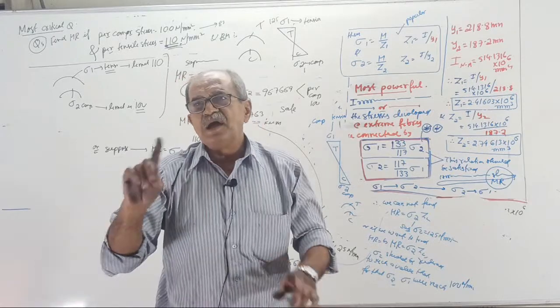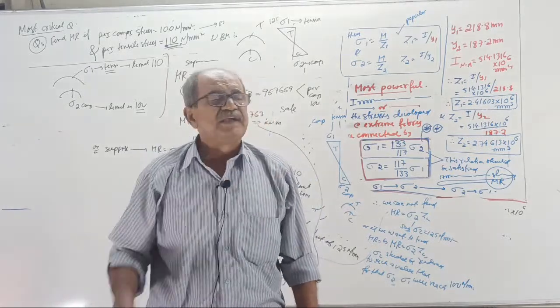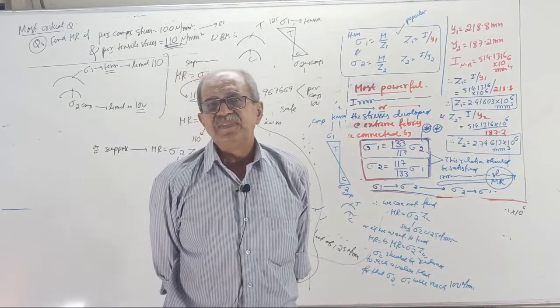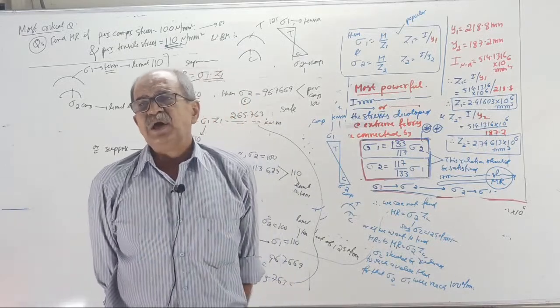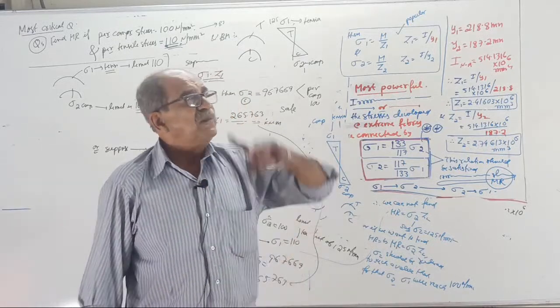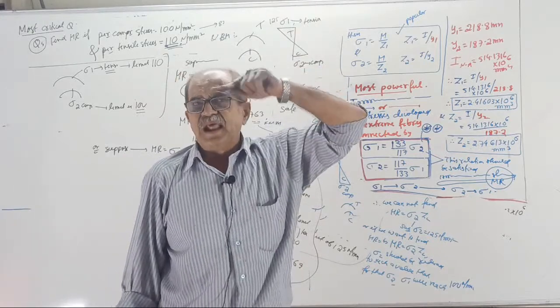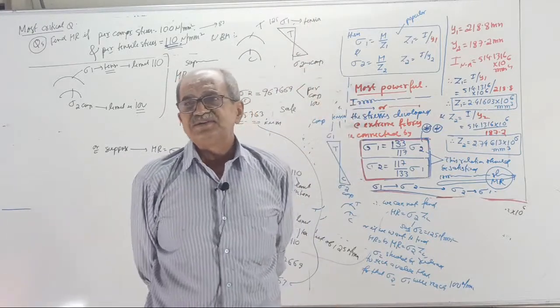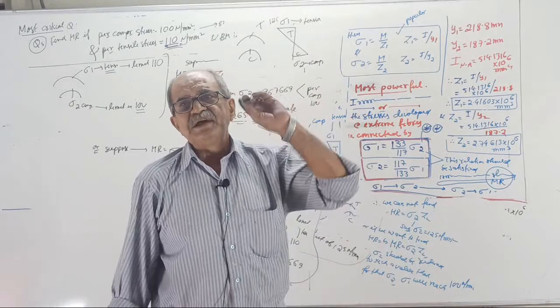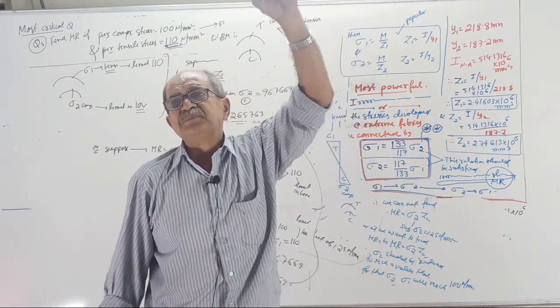Okay, now come to the other one. Over-reinforced section: too much steel, then stress in tension will slowly increase, but stress in compression will rapidly increase. So a stage will come when stress in compression will reach the permissible limit.